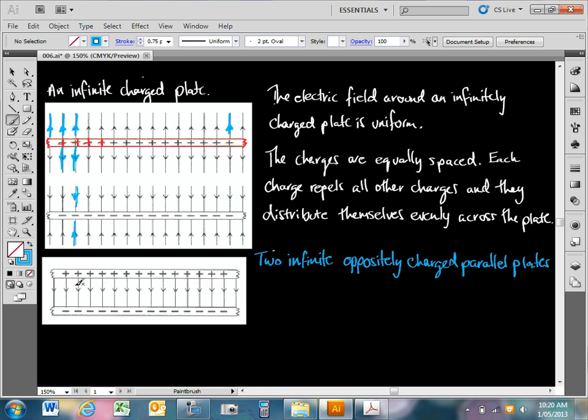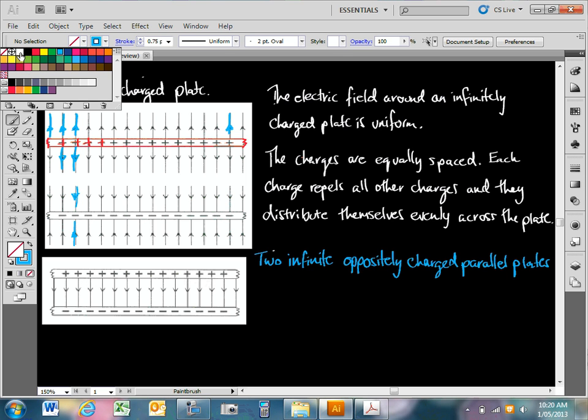So, can anybody see why that might be? Why would we see no electric field outside the plates, but we see an electric field inside the plates? How do they cancel each other out? So the electric field on the outside cancels each other out.